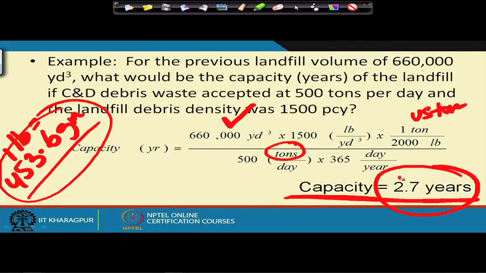We need to think as an engineer. As math, this question is correct. But as an engineer, these numbers don't make sense, because 2.7 years is ridiculous in terms of the capacity of a landfill. So that's just to illustrate that point.